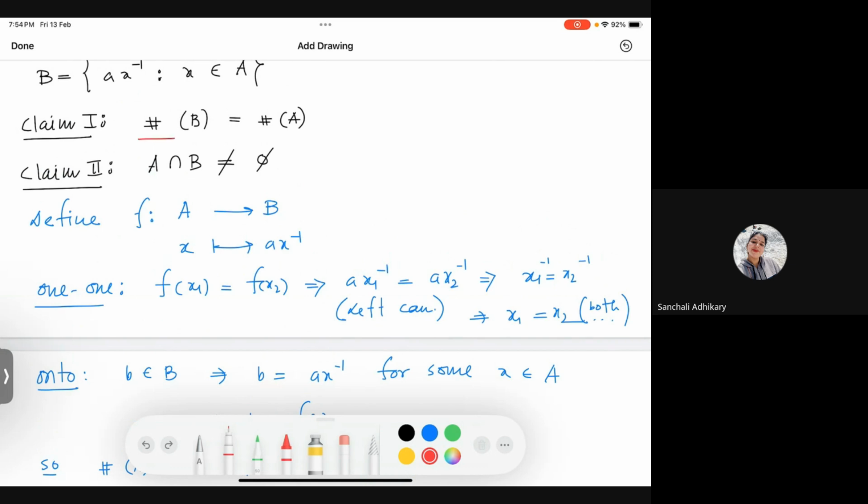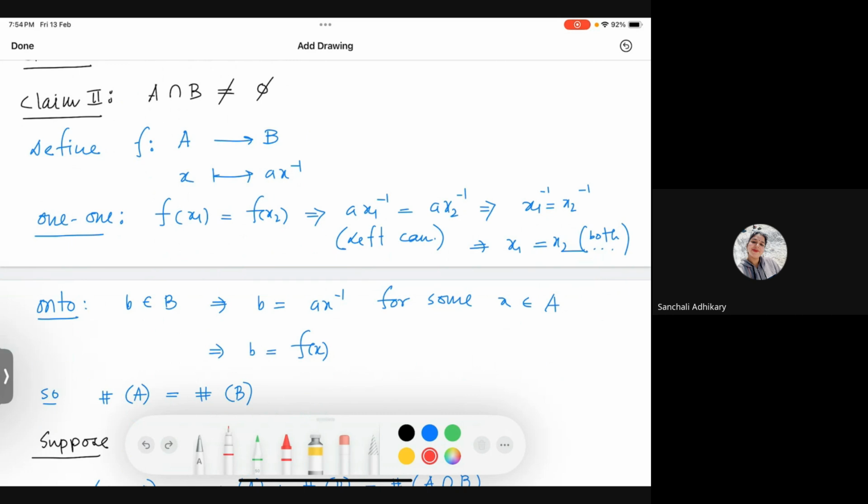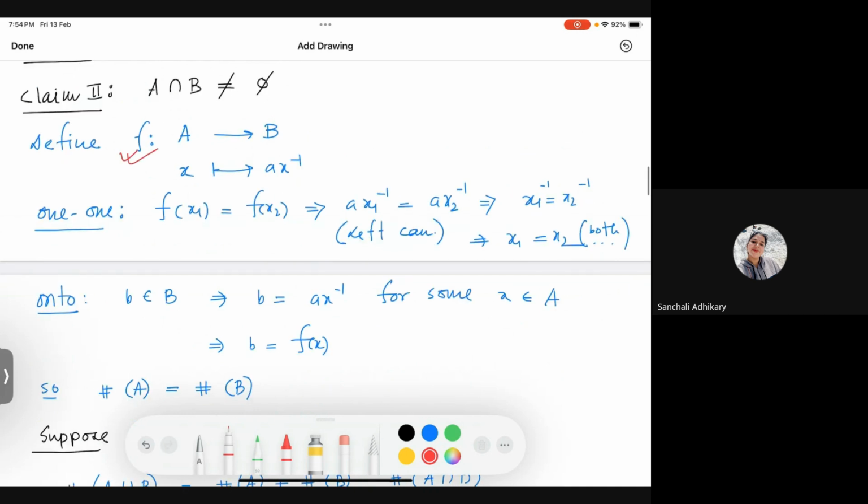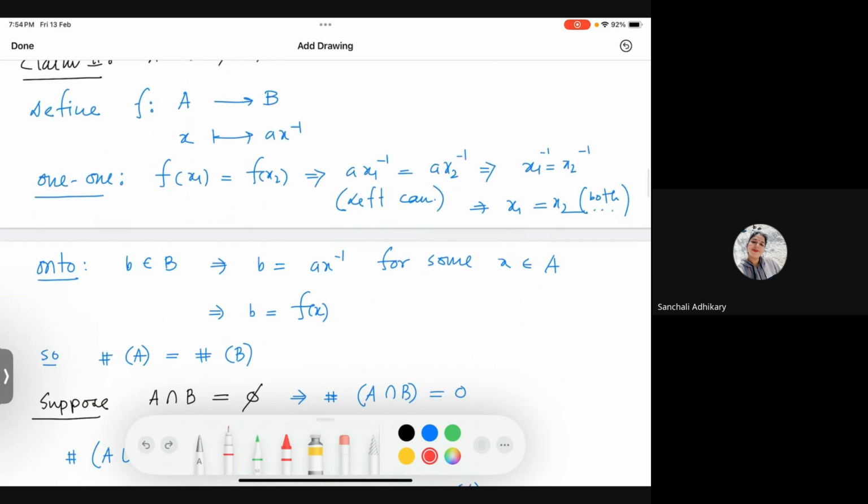To prove the cardinality of A is equal to the cardinality of B, what do I need? I need a bijective function from A to B. How? I am defining X goes to AX inverse. So I am proving this function is bijective. First, I need to show the function is 1-1. 1-1 means if the images are the same, then x1 is equal to x2. F of x1 means A into x1 inverse.